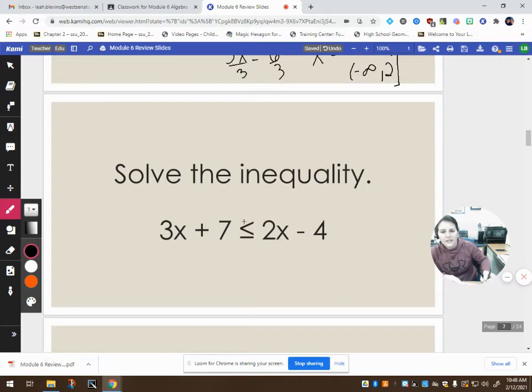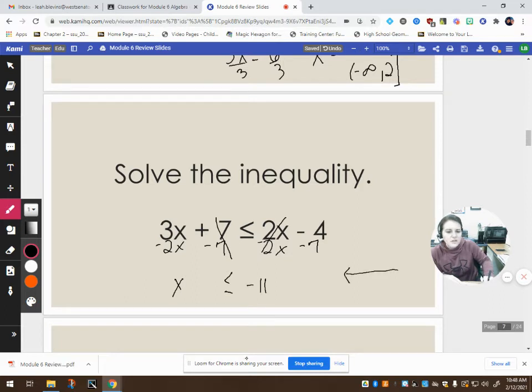All right, again, we're going to solve the inequality. This time there are variables on both sides, so I'm just going to try to get my variables together. Minus 2x from both sides. 2x take away 2x is nothing. 3x take away 2x leaves me with an x. So I'm going to get this 7 over here with the 4. So take away 7 from both sides. 7 take away 7 is nothing. -4 take away 7 is -11.